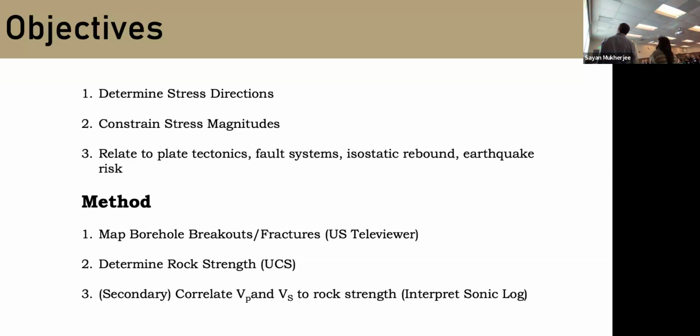Okay, so hopefully now you have a better idea of how we determine the directions of stresses within the crust. I'm now going to pass it over to my colleague Angee, and she can describe the rest of our method, how we determine rock strength, and correlate that with P and S wave velocities in order to constrain the magnitudes of stresses throughout the borehole.